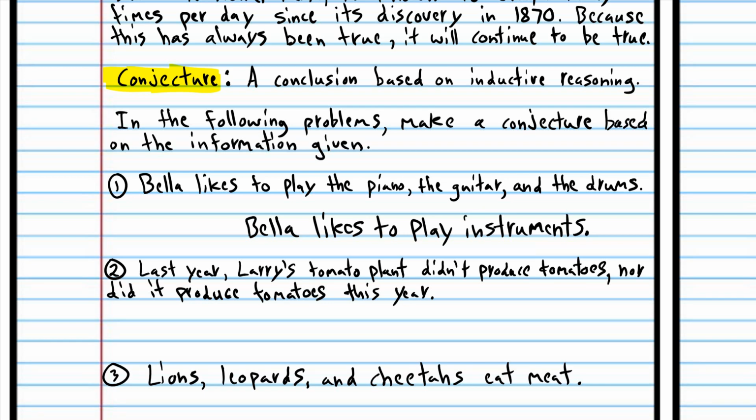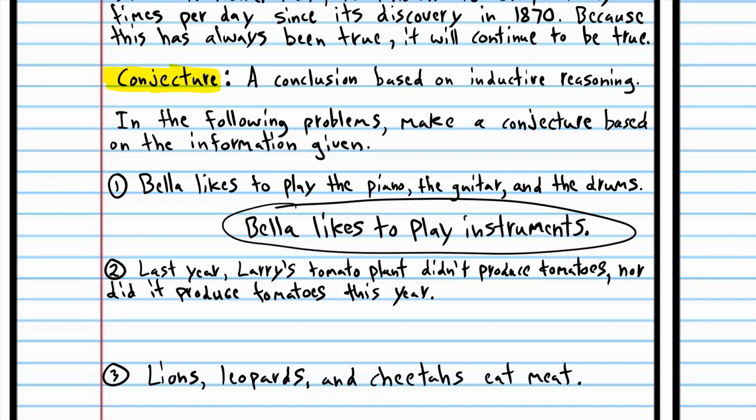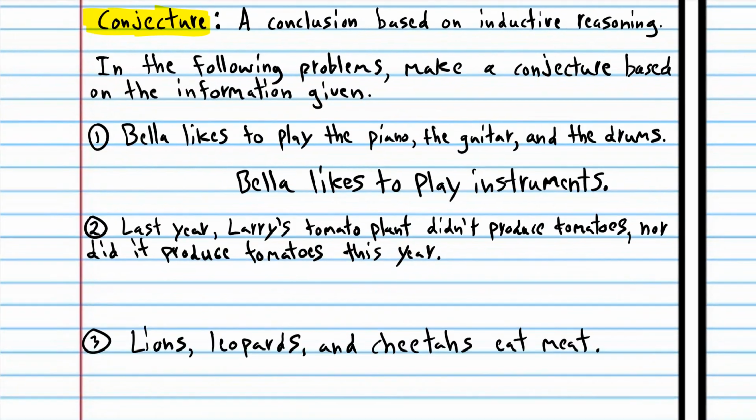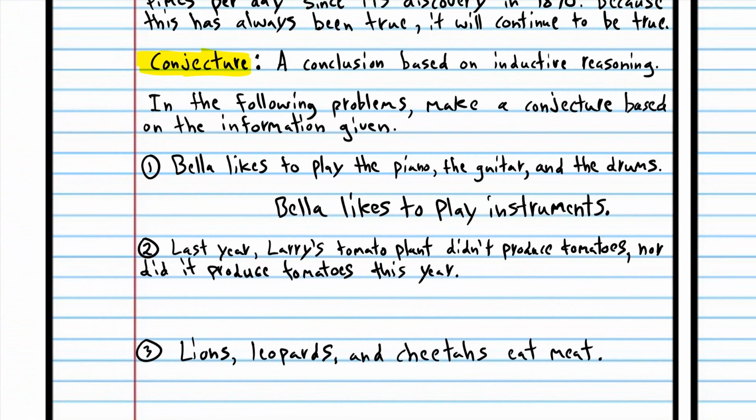So if your conjecture was somewhat like mine, then good job. Again, this is inductive reasoning. We're using specific examples in a pattern to come up with a conjecture, which is a conclusion or a prediction about the information provided. So let's try number 2.